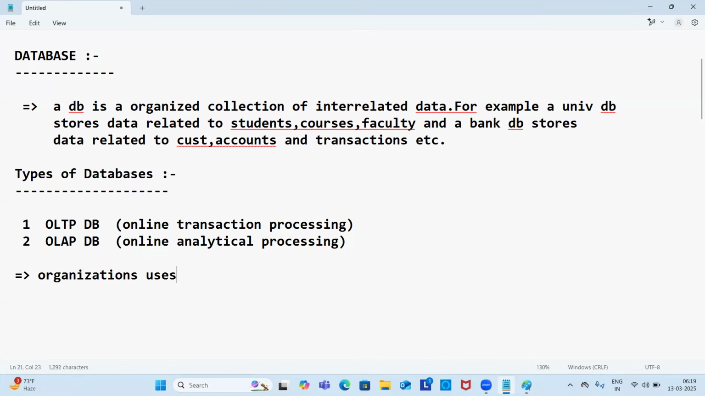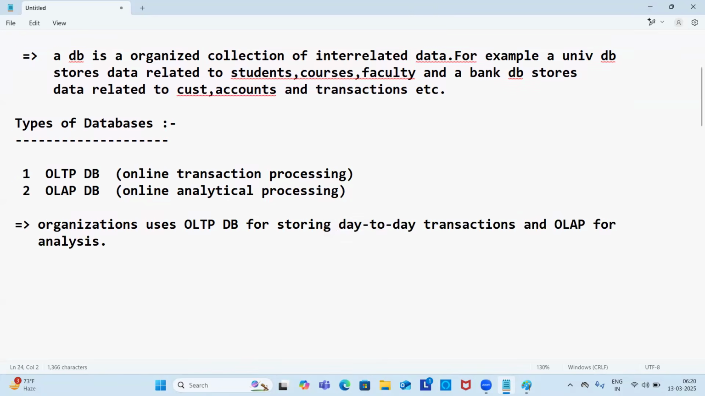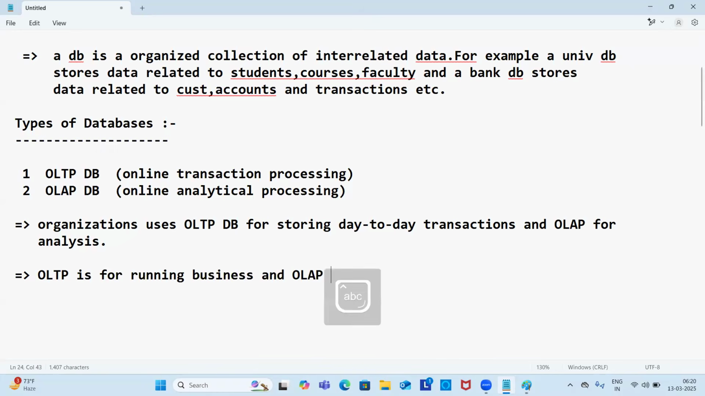So organizations use an OLTP database for storing day-to-day transactions and OLAP for analysis. You can say OLTP is for running the business and OLAP is for analyzing the business.